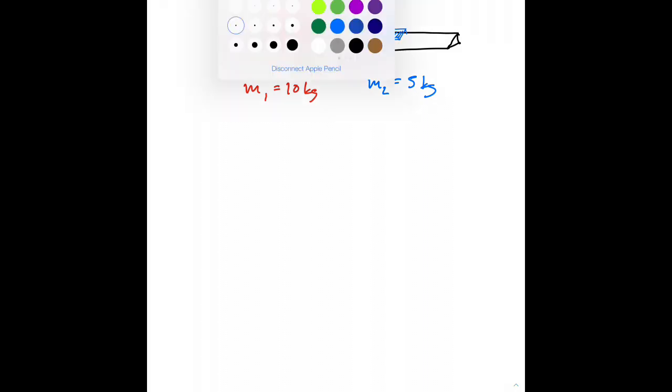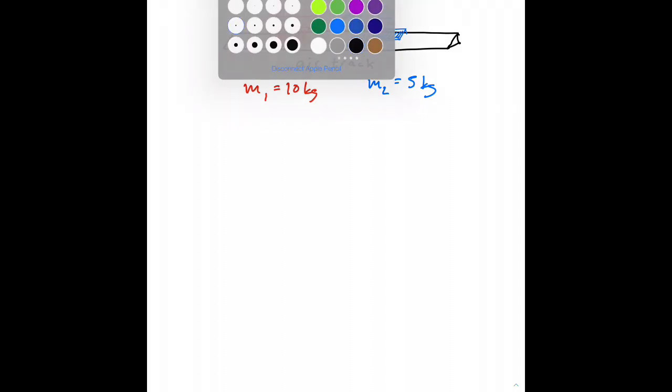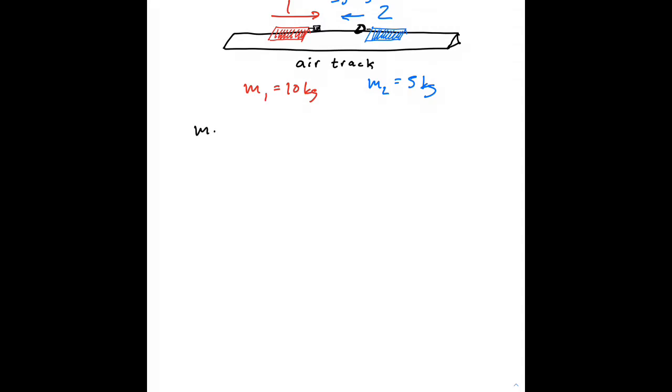Maybe it would be helpful to put all that into a list. So let's set it up. We've got M1, U1, M2, U2. We're going to have to solve for V1 and V2. So we have an M1 of 10 kilograms, M2, 5 kilograms, U1, positive 6 meters per second, U2, negative 3 meters per second, and then we have to find the final velocity of each after the collision.